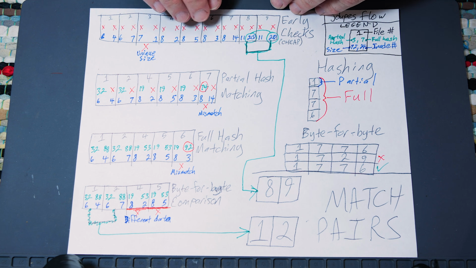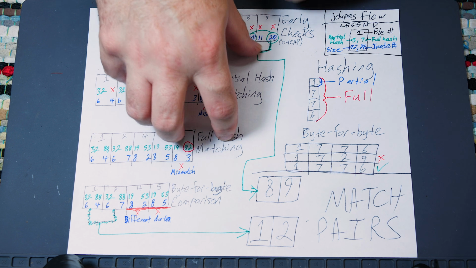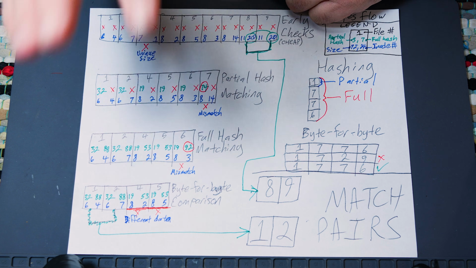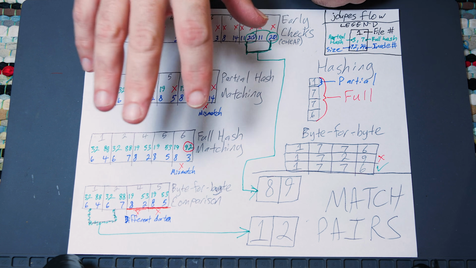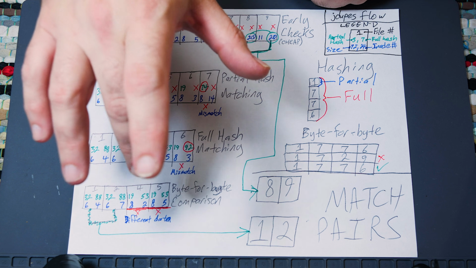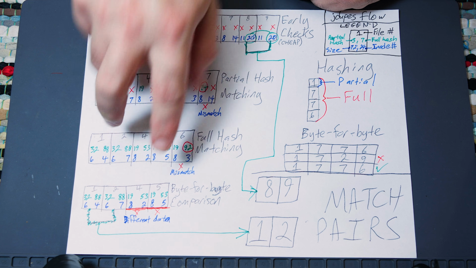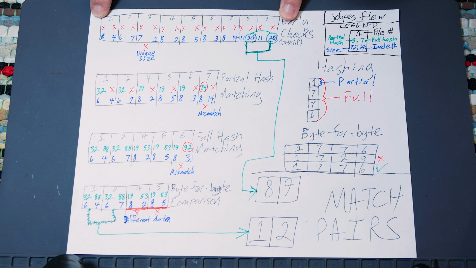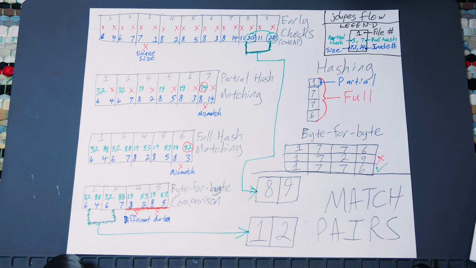But the point is, the vast majority of the work done by a duplicate scanner isn't actually checking for duplication. It's checking for not duplication. Because if something looks like it can't be duplicate, then you get rid of the extra work. So notice by the time we get to byte-for-byte comparison, we're down to 4 files out of 9. So we've dropped 5/9 of the work.